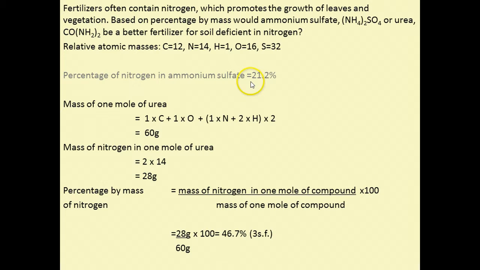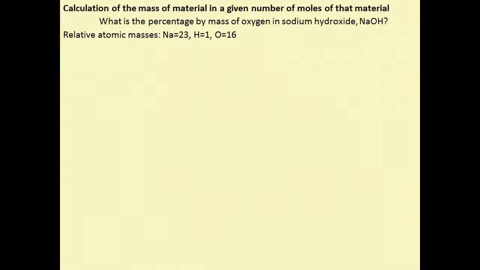So we can see urea has a higher percentage of nitrogen per mole of compound. The other thing to say about this would be if you were answering this as a question, you should say urea is a better fertilizer because it's a higher percentage. So you need to make sure this sort of question you would put a comparison in.